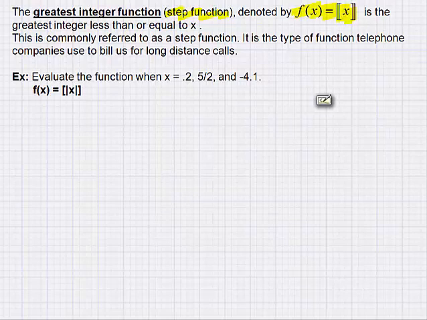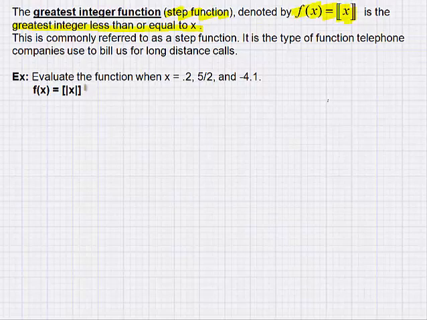This is not absolute value at all. It has nothing to do with absolute value. It's just a notation, these double bars. So what the step function is, it's the greatest integer less than or equal to x. An integer is a positive or negative whole number, or 0. So what this does is it takes everything you plug in and it rounds it down to the closest integer, the closest positive or negative whole number, or 0. So that's why I like to call it the round down function.